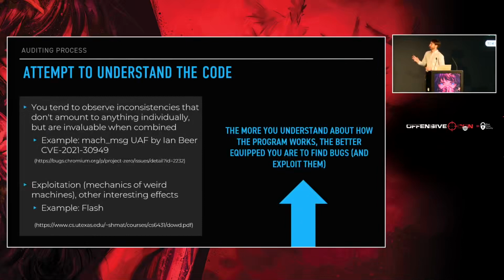So going back to the inconsistencies thing, Ian Beer also, I didn't mean all these examples to be from Google, I should have checked this more carefully. But Ian Beer did a good use after free that you can go and read up about as well, recently in the iOS kernel. This also displays how having a really good working knowledge of what you're looking at and building one little step on top of the other can result in an interesting vulnerability.